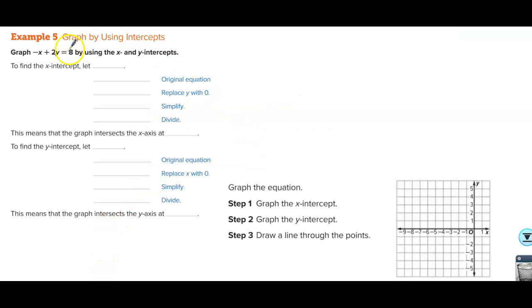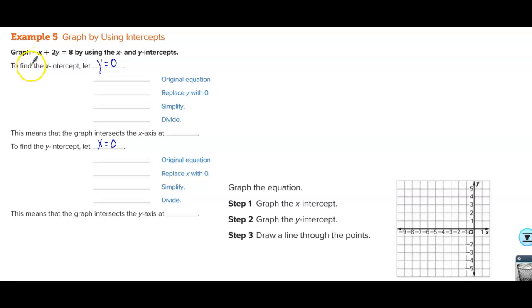All right, so they're saying to find the x-intercept, let y equal 0. It's always a thing. If you're trying to find where it intersects x, y would be 0. If you want to find where it intersects y, x will be 0. Okay, so to find the x-intercept, you let y equal 0. To find the y-intercept, you let x equal 0.